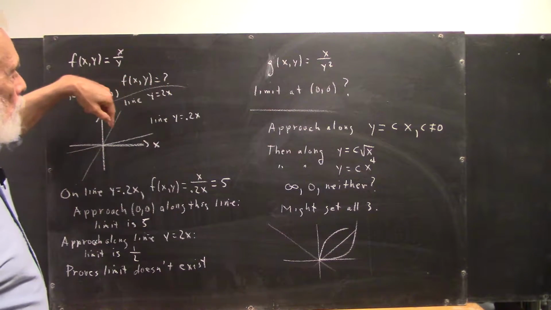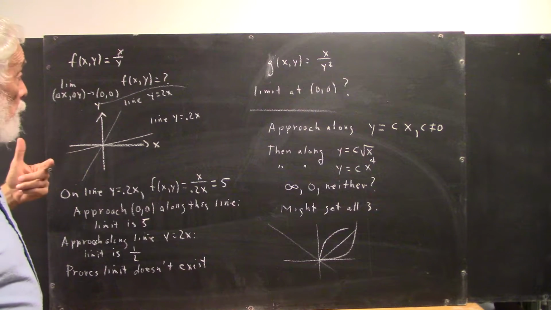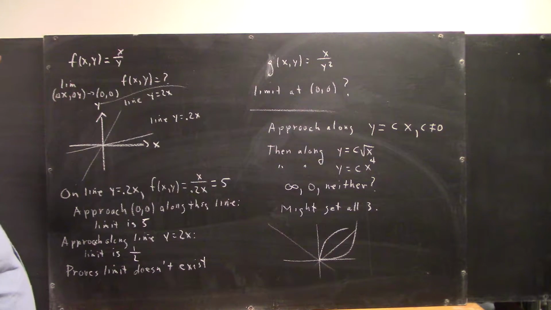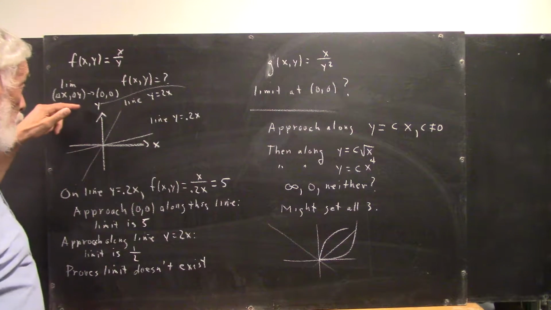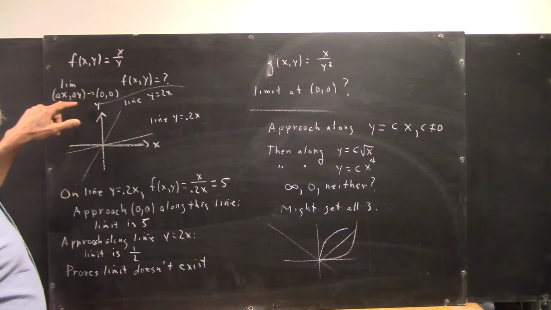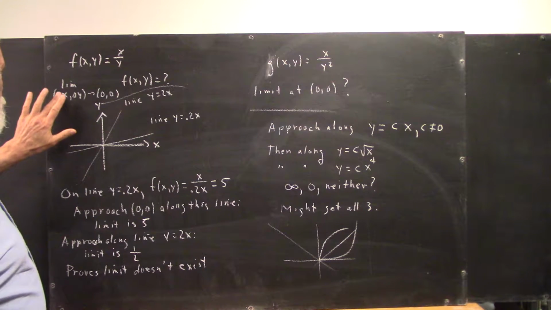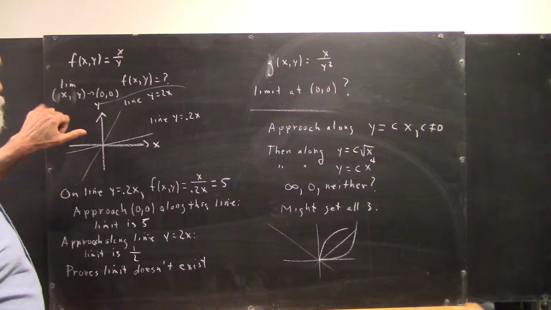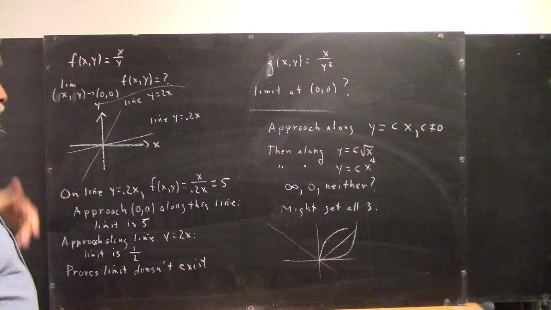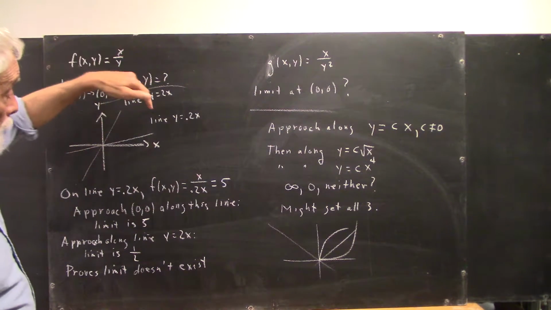Okay, so we're going to approach 0 along two different lines, because the limit only exists if it exists no matter how you approach x and y equal to 0. And I'm just going to call that limit as x, y goes to 0, because that other one wasn't correct the way I wrote it.